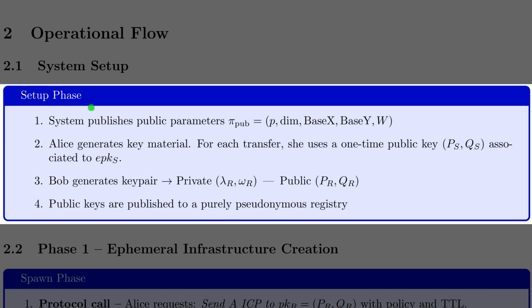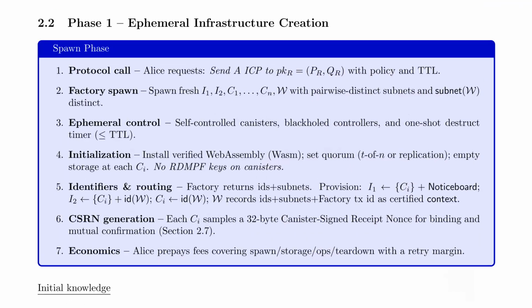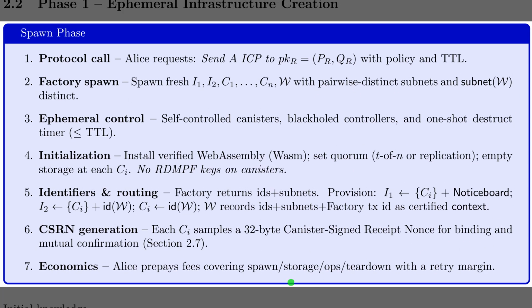Alright, the process begins with the setup phase, detailed here. In the first step, the system publishes the necessary public parameters, including the prime modulus P and the matrix dimension, which configure the underlying cryptographic math. Crucially, step 2 shows that Alice generates a fresh, one-time key pair for every single transfer, a design choice that prevents observers from linking her transactions together. Bob, meanwhile, keeps a stable key pair with private components lambda and omega. Finally, these public keys go into a pseudonymous registry, allowing users to find each other while keeping their real identities off the record.